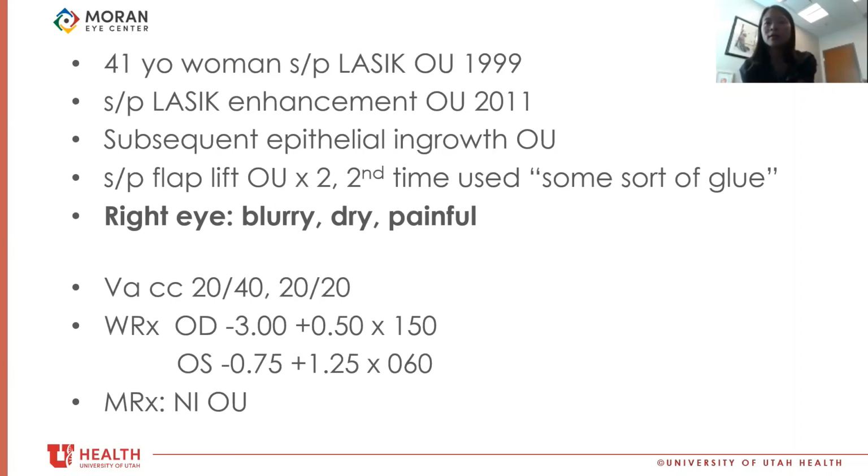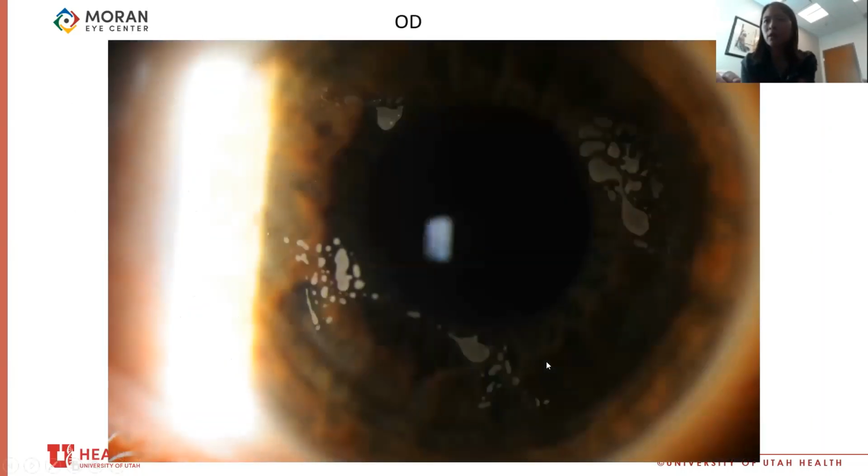She's complaining that her right eye is very blurry, very dry, very painful. She is 20/40 in 2020 with correction, and that's what she's wearing. So she's a bit myopic in the right eye, and we couldn't get her any better with refraction. So this is what her right eye looked like. The left eye had a much milder version of epithelial ingrowth. I don't have a picture of that eye, but this is what the right eye looked like, which was more severe. So we've got 4 nests of epithelial ingrowth here.